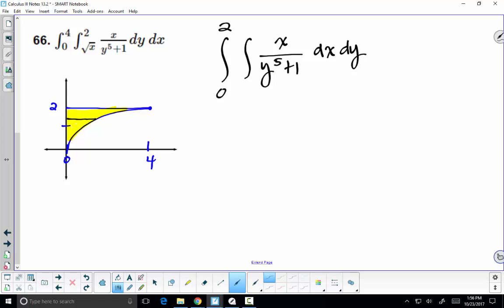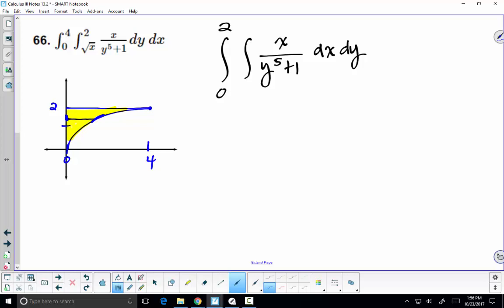Why are we switching it? Because the instructions say to switch it. And it also makes it a lot easier to do this integral. We're doing it because we can't integrate it the other way. So they're telling us to do it, so we're doing it because we listen to the rules. And because you can't integrate that with respect to y very easily.